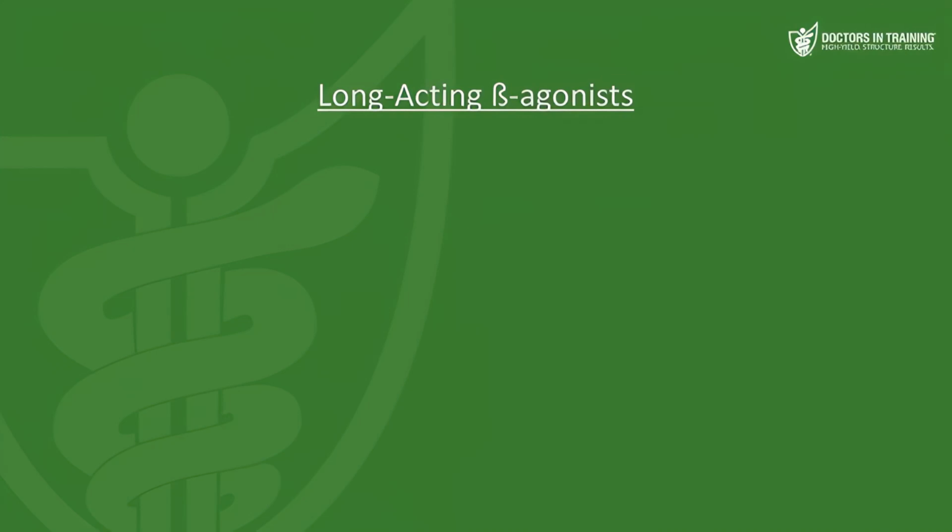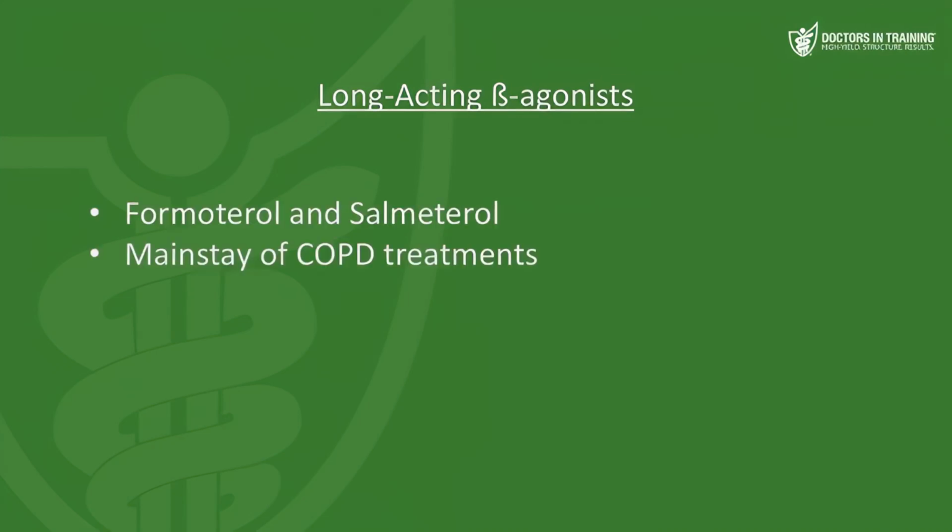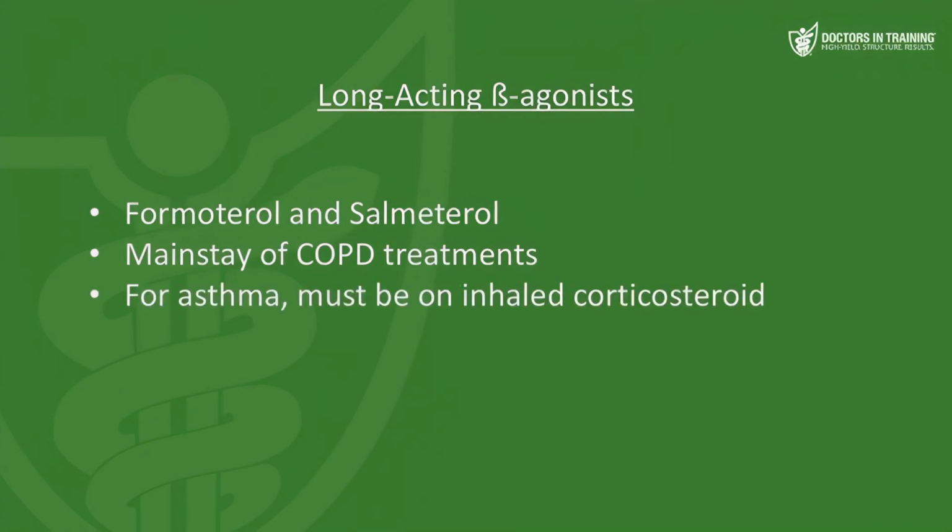Long-acting beta agonists are formoterol and salmeterol. They're the mainstay of COPD treatment for patients. For asthma, you can use these, but you need to be on an inhaled corticosteroid. Otherwise, if you use them alone, they have an increased risk of respiratory complications. So we always combine them with inhaled steroids. They work very similar to the short-acting beta agonists, but they have a longer effect.